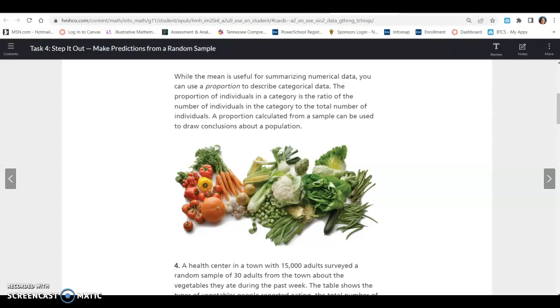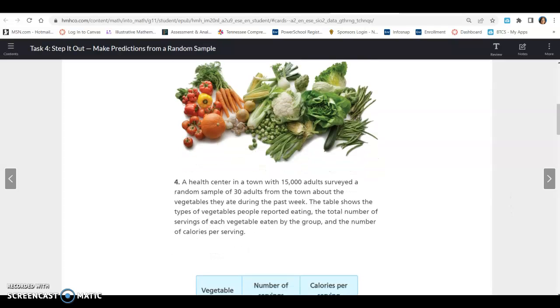The proportion of individuals in a category is the ratio of the number of individuals in the category to the total number of individuals. A proportion calculated from a sample can be used to draw conclusions about a population.